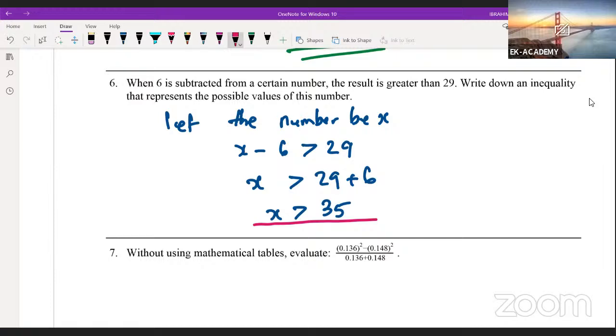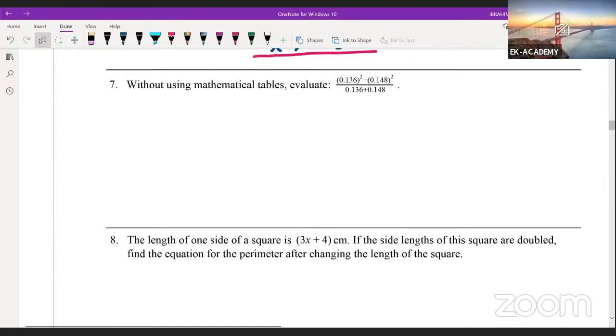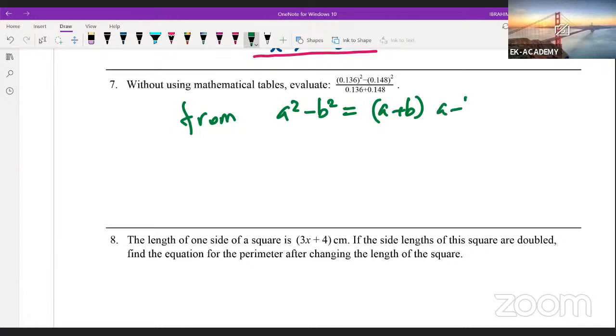And the next question: without using mathematical tables, evaluate the value of that expression there. So how are we going to do it? Now you have 0.136 square minus 0.148 square. So we can use the concept of difference of squares. From a square minus b square equals a plus b, a minus b.